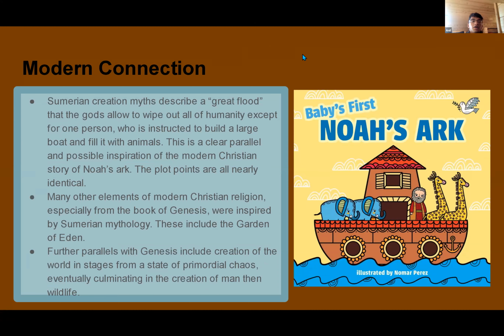I'll just finish his presentation, where he was talking about how he connected it to current Christian religion through the story of Noah's Ark, and how other elements, especially the book of Genesis, were inspired by the Sumerian mythology. And they also included stuff like the Garden of Eden. And there's also other parallels with the creation of the world through the state of primordial chaos, and eventually culminating in the creation of man and wildlife.